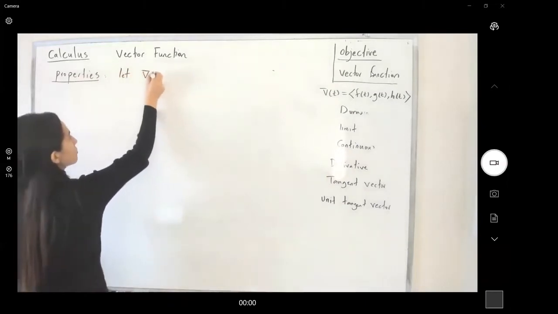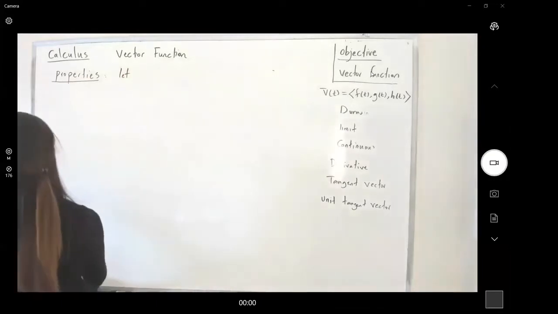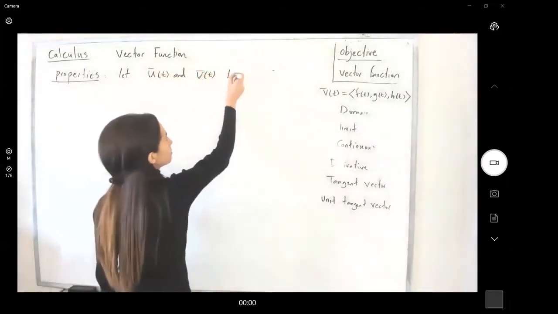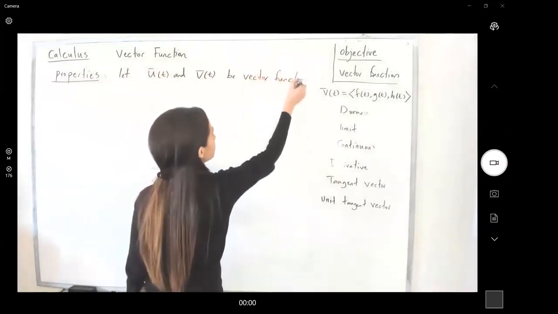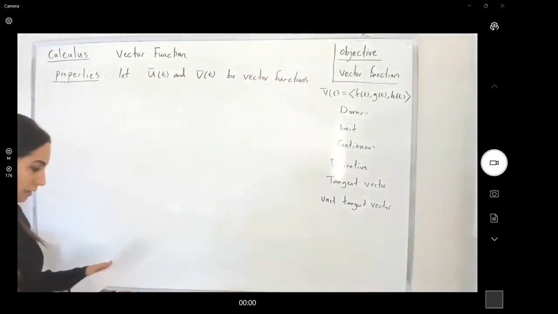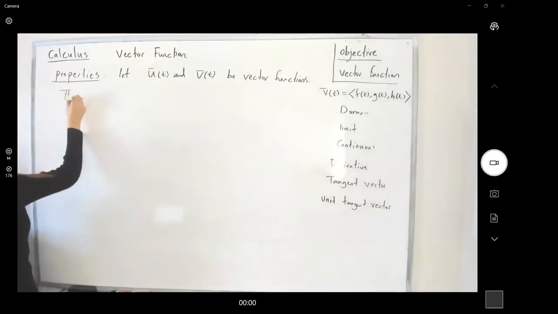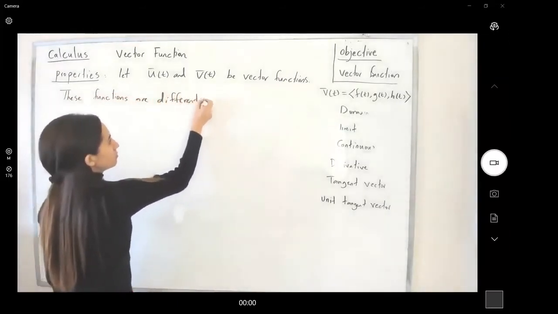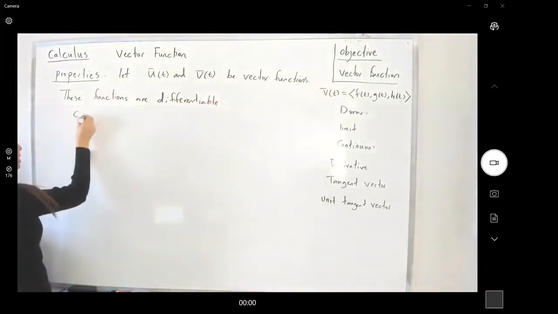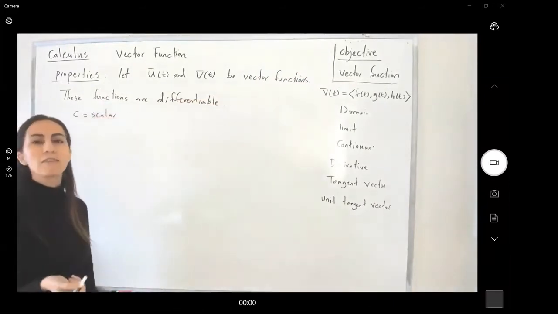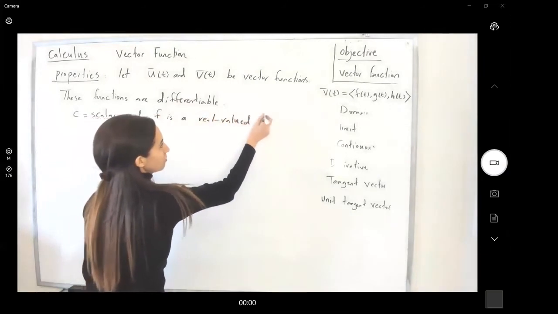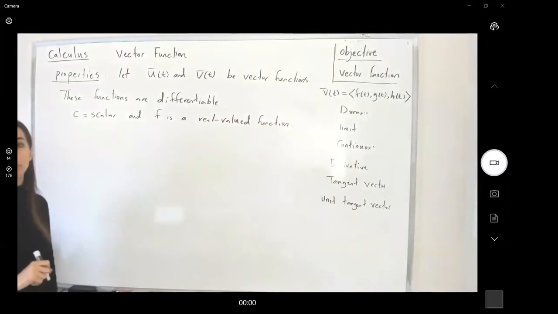Let u(t) and v(t) be vector functions, and suppose they are all differentiable functions in their given domains. c is a scalar or a number, and f is a real valued function. They have the following properties.